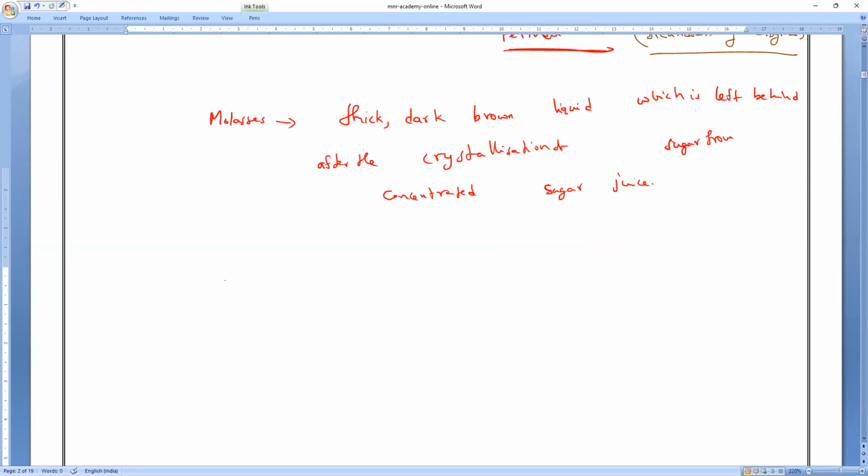Now, what does molasses contain? Everybody write it. C12H22O11, that is what we call sucrose, which is present in molasses. Understand? If it reacts with water, by using an enzyme called invertase. What is the name of the enzyme, everybody? The enzyme is called invertase.